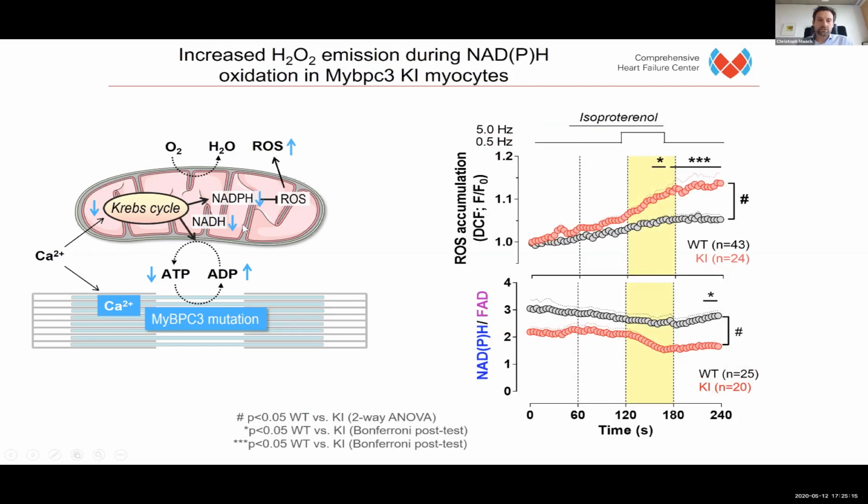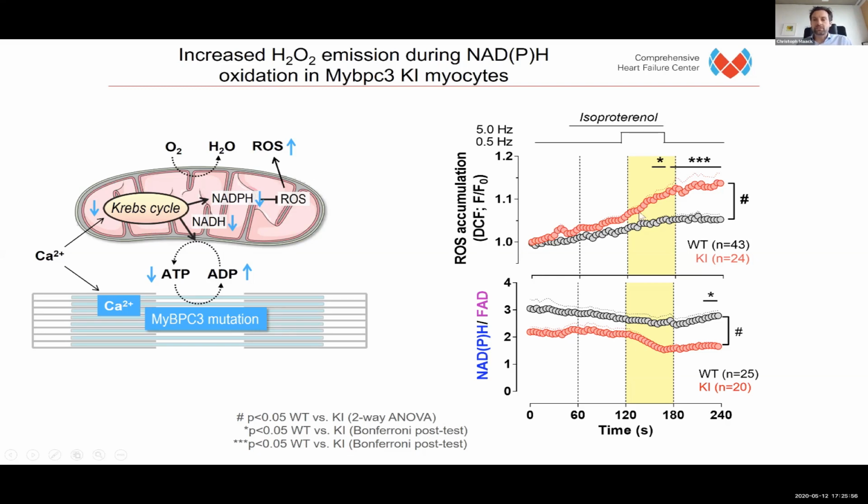And when we now measured the NADH and NADPH redox state by autofluorescence, we measure in the same cells the autofluorescence of FAD, and what you see here is the ratio. So it's a very well reproducible indicator of the mitochondrial redox state. You see that this is already oxidized at baseline conditions in the knock-ins, and then during the stress protocol is even further oxidized.